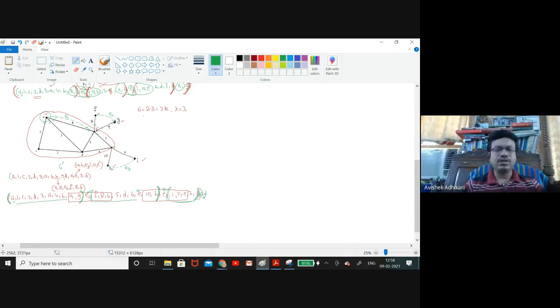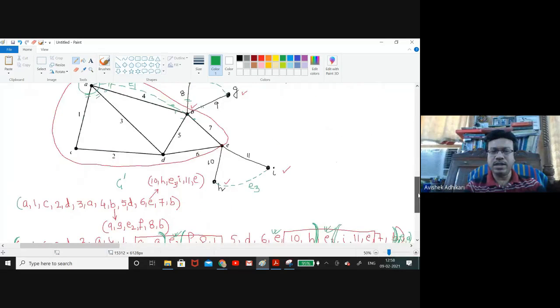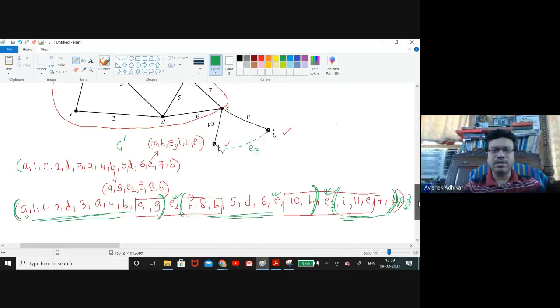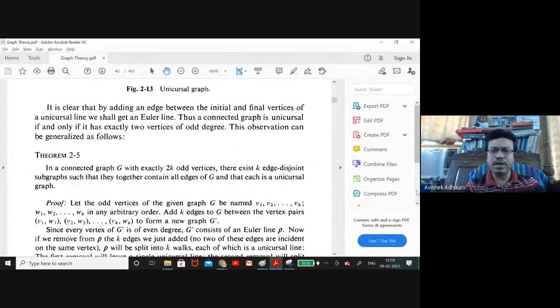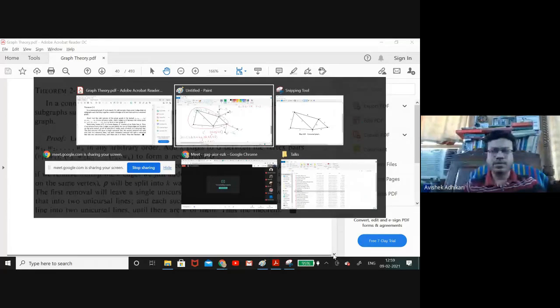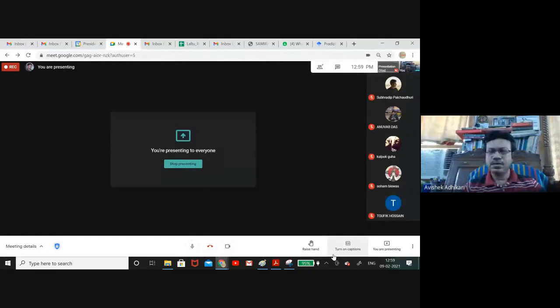So now you can see that three edge disjoint subgraphs are there, and each of them will contain a kind of unicursal line. So all of them are unicursal lines. And if you join all of them, you will certainly get all the edges of the original G exactly once. So that is the proof of this theorem. Is the proof clear to all of you now? Is the proof clear? Any question or comments?